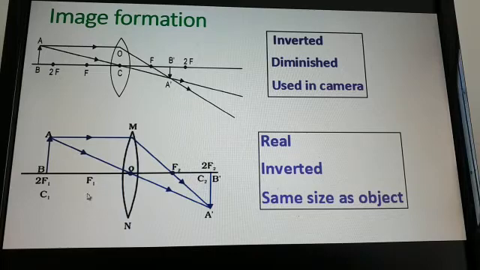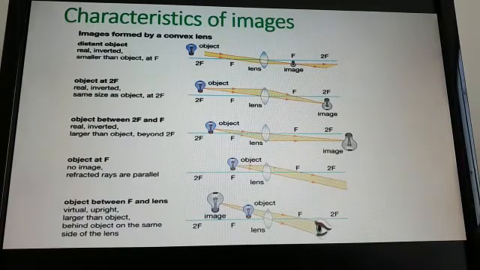And next one is the object placed at 2F. But where is the image formed? On the other side, the same, at 2F itself the image is formed. Here the image is real, inverted and the same size as the object. These are the three examples of the characteristics of image formation. Now once again, the characteristics of the image formed by a convex lens.